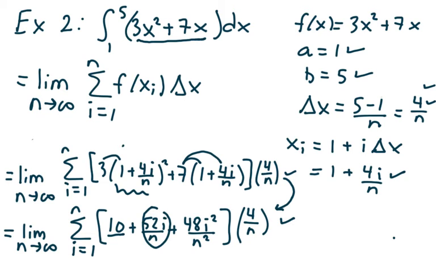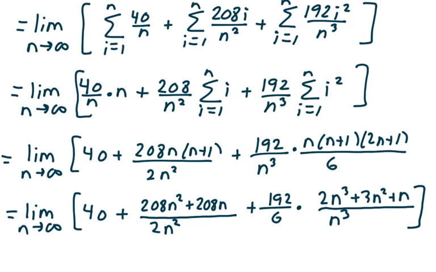Okay, so the next page. And so I broke up that sum, and so I get the summation from i equals 1 to n of 40 over n, plus the summation from i equals 1 to n of 208i over n squared, plus the summation from i equals 1 to n of 192i squared over n cubed.